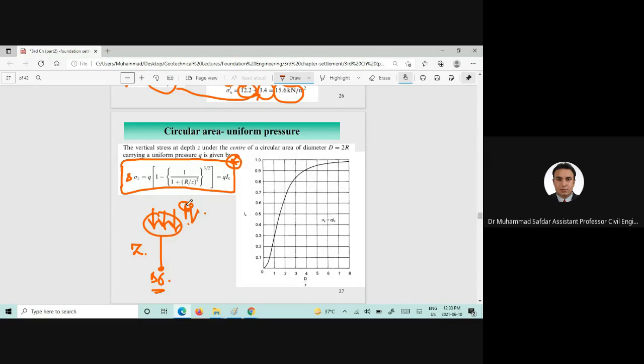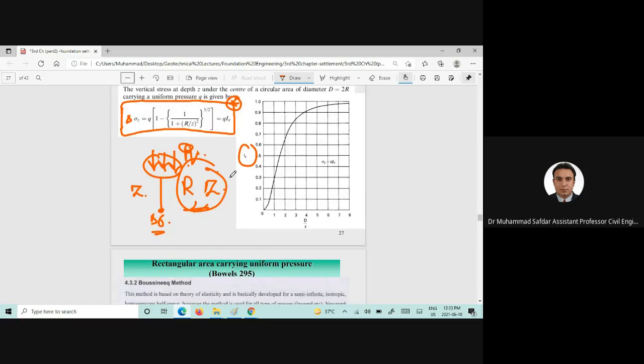So please kindly note down this equation: delta sigma equals Q times 1 minus 1 divided by (1 plus (R by Z) squared) to the power 3 by 2. You can also find out the I C value from the figure, or you can calculate it if you know R and Z. Usually Q is given. So you can find out the delta sigma for a circular area as well.